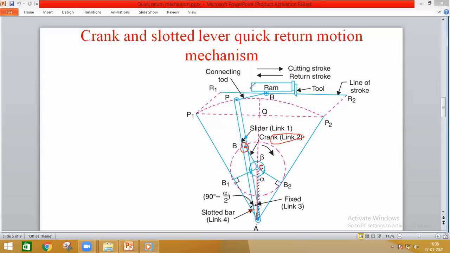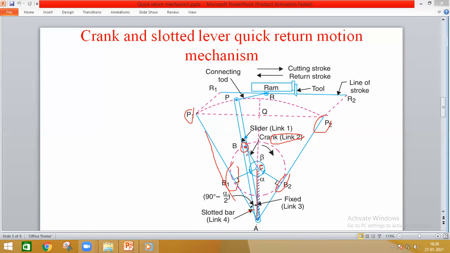In the extreme positions, that is AP1 and AP2, AP1 and AP2 are tangent to this particular circle. Here you can see it forms a tangent with the circle, the circle formed by the rotation of the crank. The crank is rotating at a uniform angular velocity.